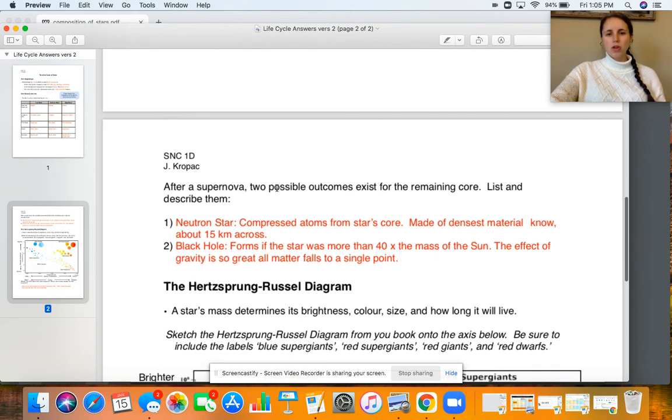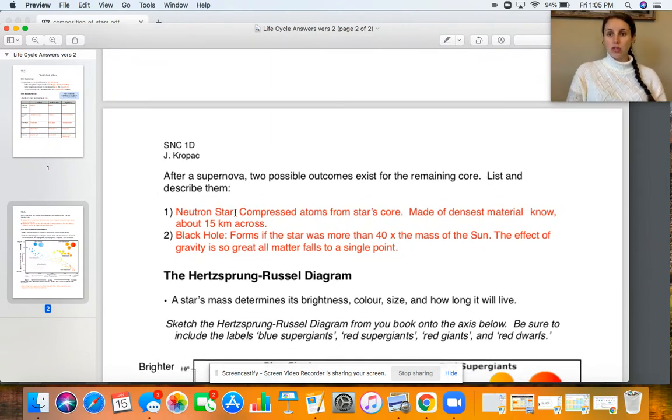So after a supernova, there's two possible outcomes for the remaining core. Those large stars, when they are left behind, their remains could become a neutron star. What a neutron star is, it's a compressed atom from the star's core. It's made of the densest material and it's known to be about 15 kilometers across. So a neutron star is just a really, really dense core that's about 15 kilometers across. A black hole on the other hand, that's going to form when the star was more than 40 times the mass of the sun.